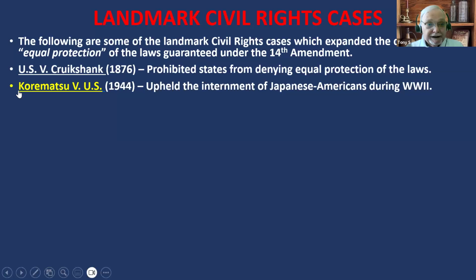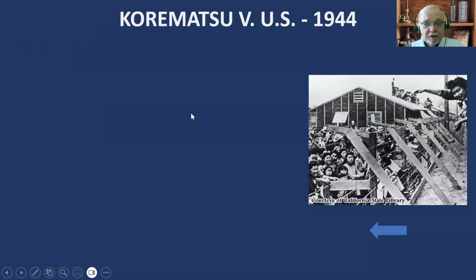This is a really important one, Korematsu versus the United States. I told you there were two or three cases in American judicial history that are considered amongst the worst in American history. One of them was Dred Scott. The other one was Plessy versus Ferguson. And this is probably the most recent one, 1944, Korematsu versus U.S., which upheld the internment of Japanese Americans during World War II. So let's look at this case.